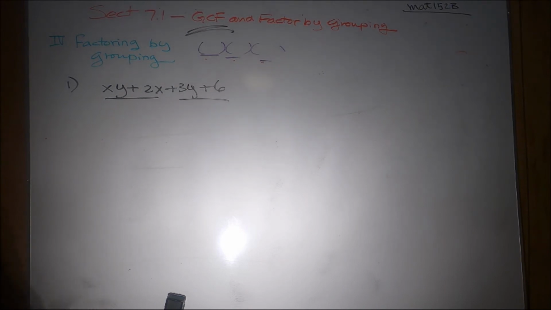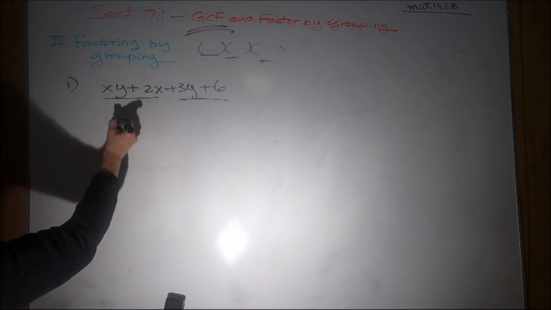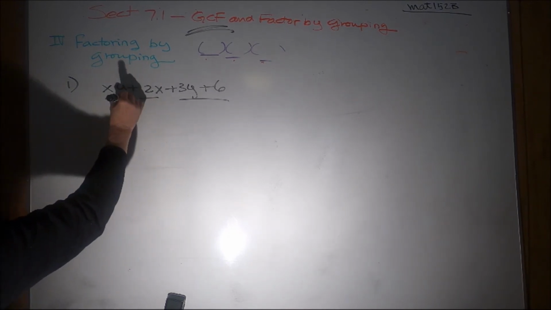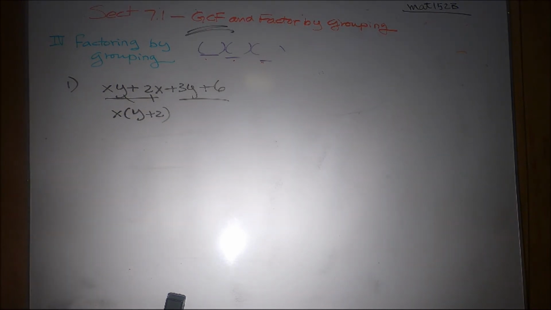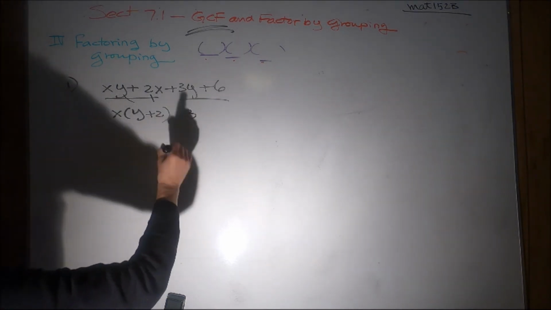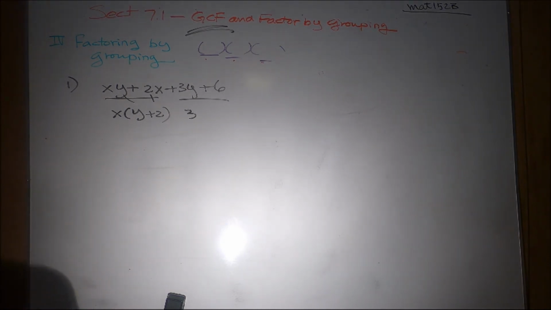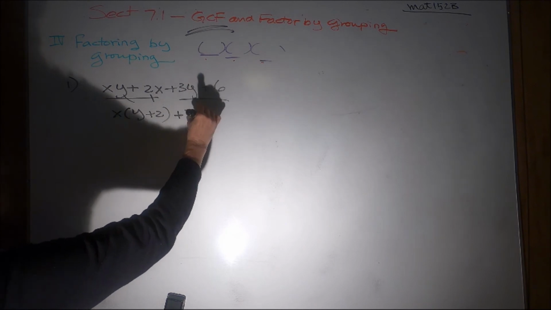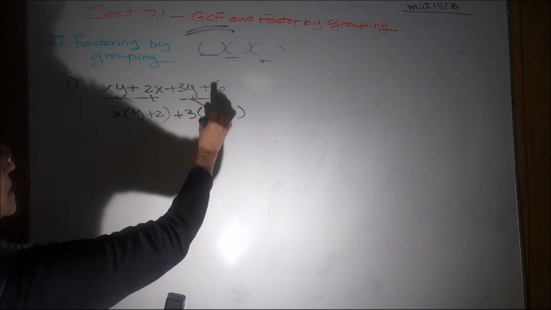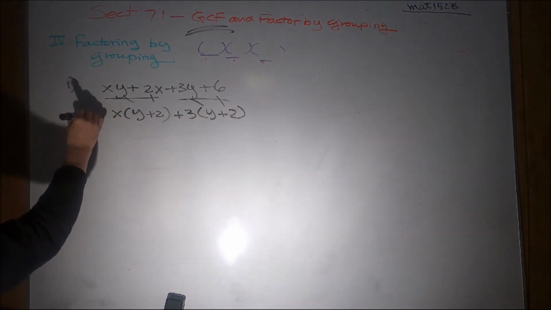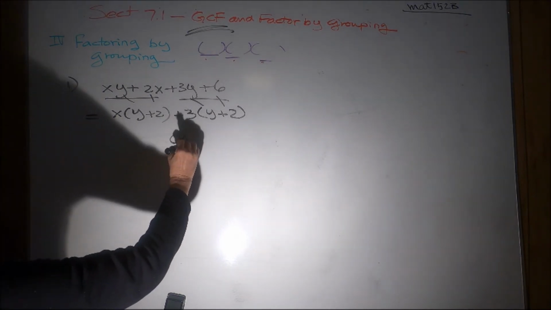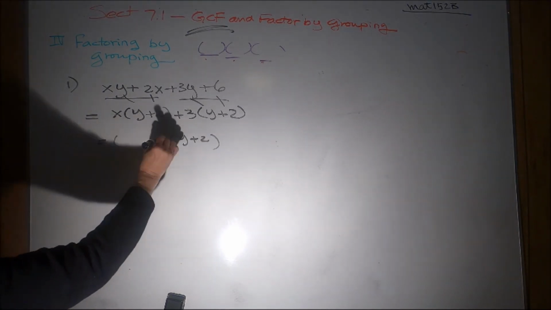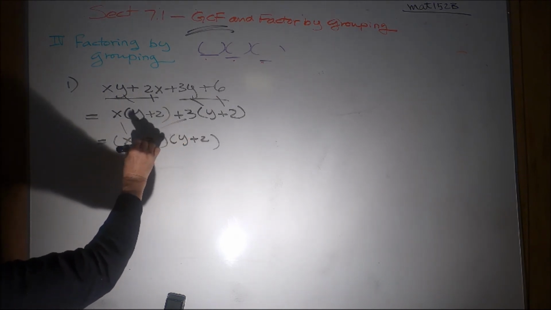See what will happen. For the first group, what do you have in common? X, right? Then what's left? Y plus 2, right? For the second group, what do we have in common? 3. But you need to have a sign in front of it. So beginning with positive, you just use positive 3. Then that will be what? Y plus 2, right? Then for these 2 groups, what do we have in common? Y plus 2. So we take out Y plus 2. Then what's left? We put it in here.